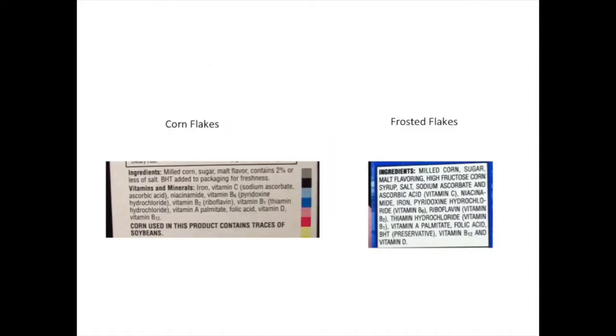And another example, let's compare corn flakes to frosted flakes. The first two ingredients in corn flakes are milled corn and sugar. That might be a surprise. On frosted flakes, we have milled corn, sugar, and then high fructose corn syrup. Both cereals have added sugar. Frosted Flakes has two types of added sugar.